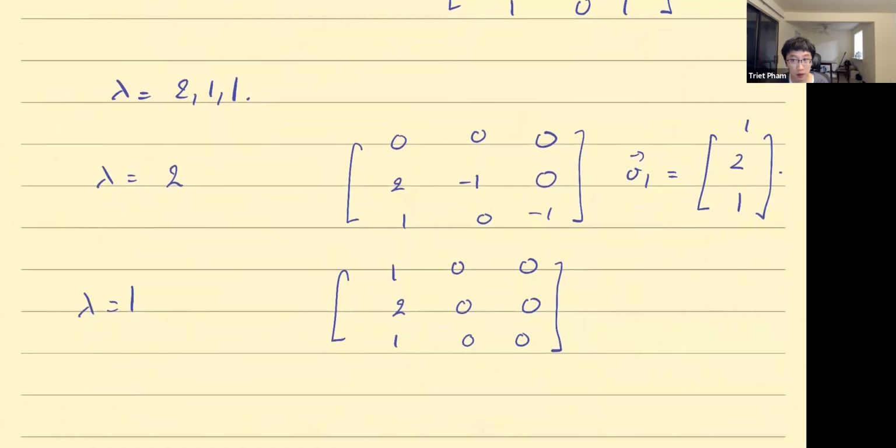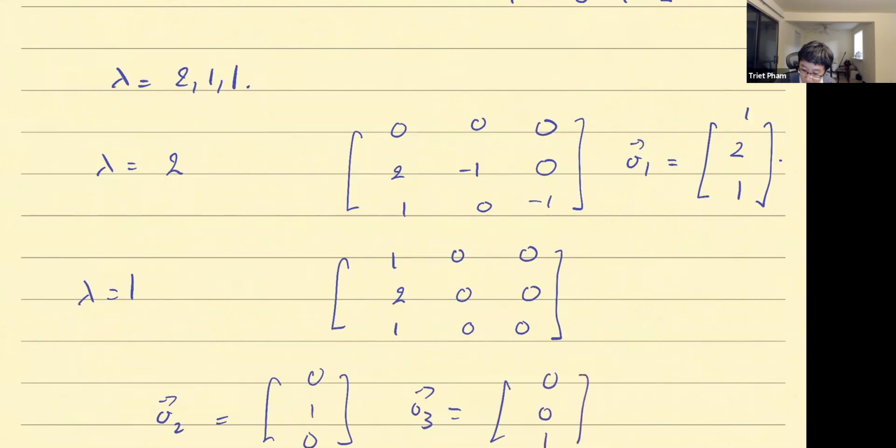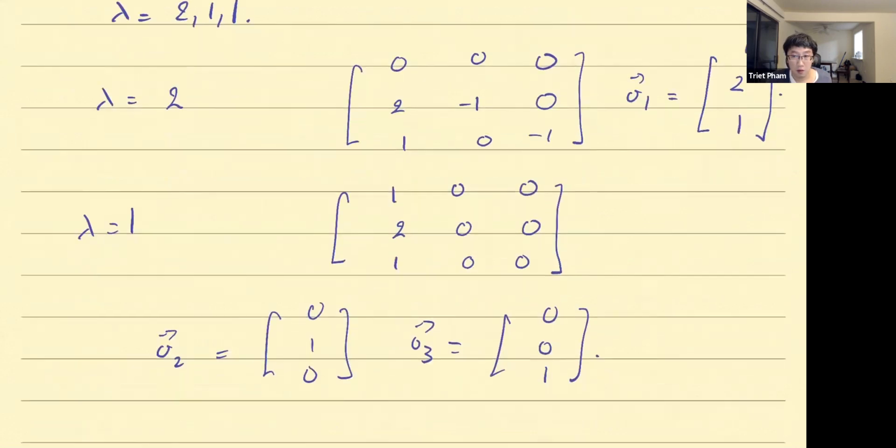For lambda equals 1, how many eigenvectors do you have? Correct, you have 2 eigenvectors. Let's say (0, 1, 0) and (0, 0, 1). Is that okay? So this is a full set of eigenvectors case.